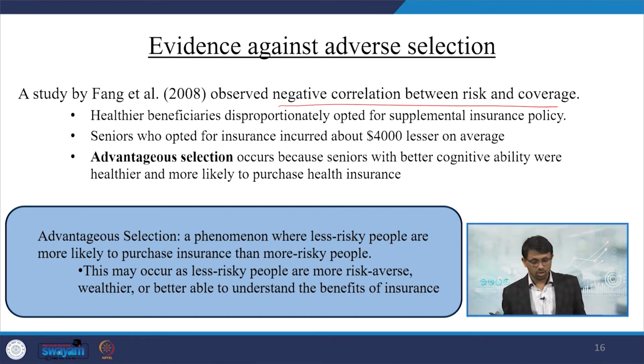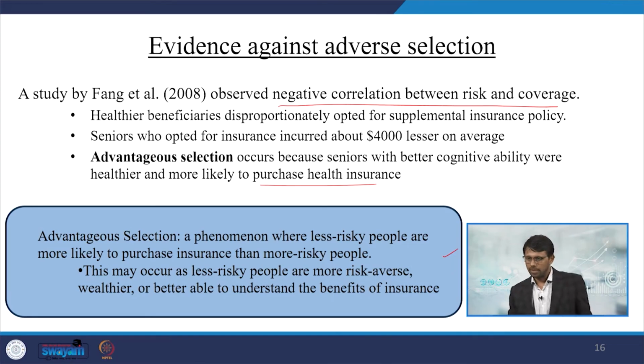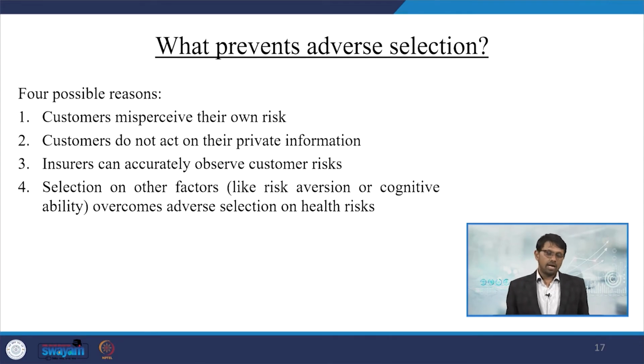So advantageous selection occurs because seniors with better cognitive ability were healthier and more likely to purchase health insurance. Advantageous selection is basically a phenomenon where less risky people are more likely to purchase insurance than more risky people. This may occur as less risky people are more risk averse, wealthier, or have a better ability to understand the benefits of insurance. Hence there might be some reverse evidence. What prevents adverse selection?